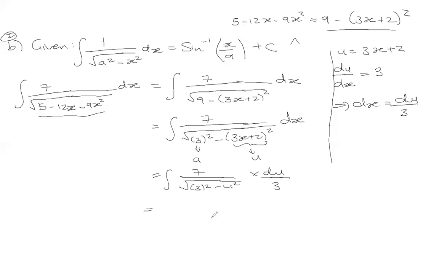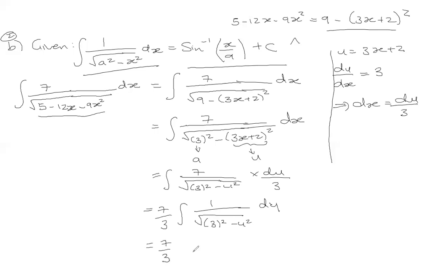Because the 7 and the 3 are just numbers, we can bring them outside, and we'll have something a lot neater inside the integral sign. So then we've got something here that looks like what we've been given at the start. From this, we can jump straight to this, right? So 7/3 stays as it is.